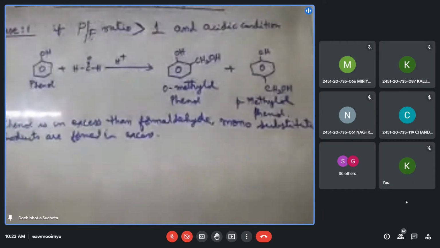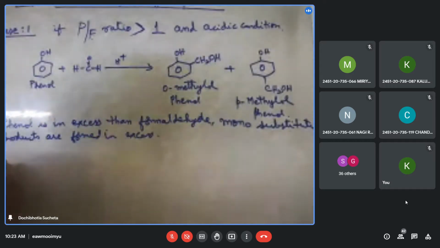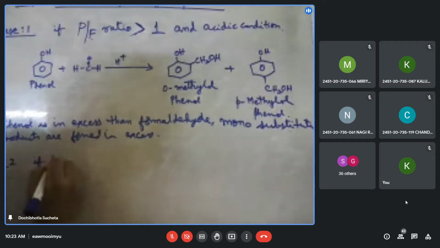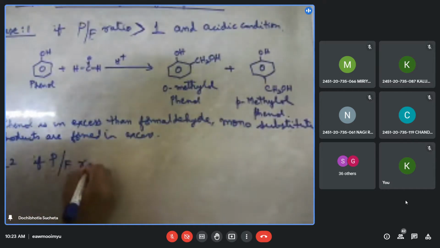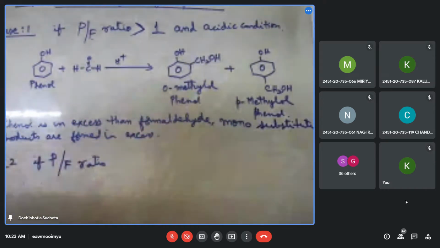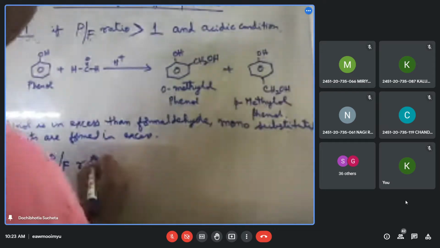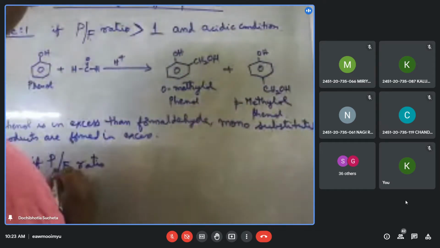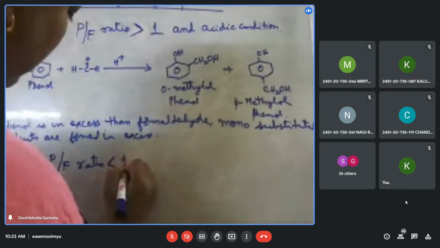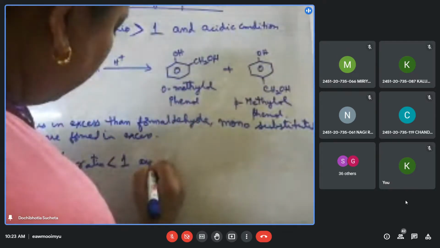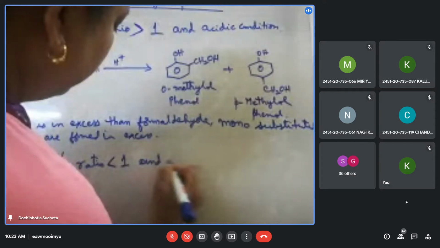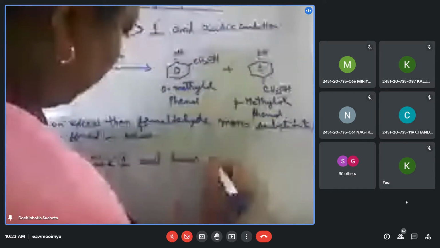Okay, next one, case 2. What's case 2? If phenol is less than formaldehyde. That means phenol formaldehyde ratio is less than 1. Phenol is less, formaldehyde is more. So it will be less than 1. So this will be the sign, correct? In basic medium.